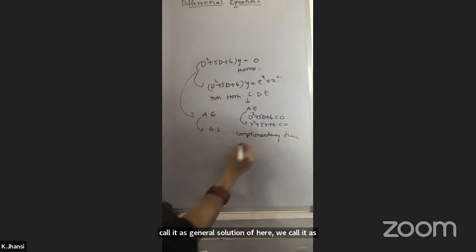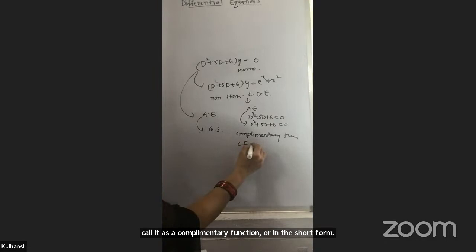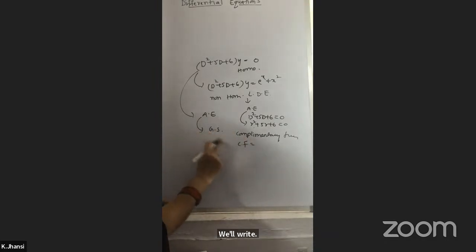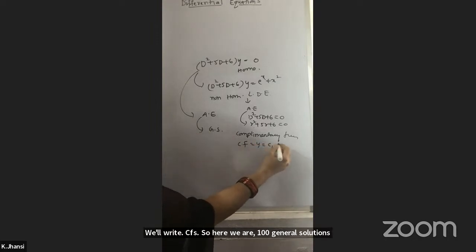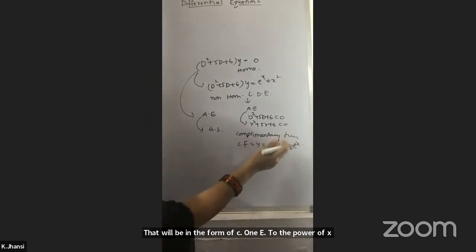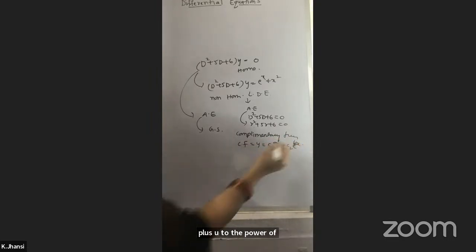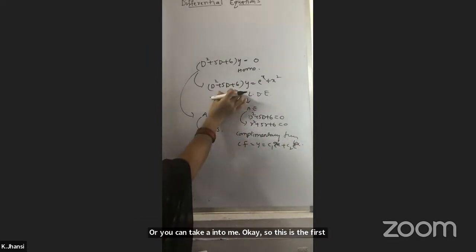We call it the complementary function, or in short form, we write CF. So CF is the general solution. That is called the complementary function. It will be in the form of C1 e to the power of 1x plus C2 e to the power of 2x, depending on the roots, or you can take a and b. So this is the first part of the non-homogeneous equation.